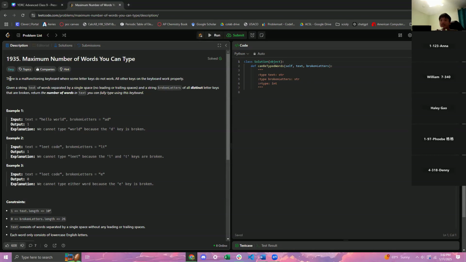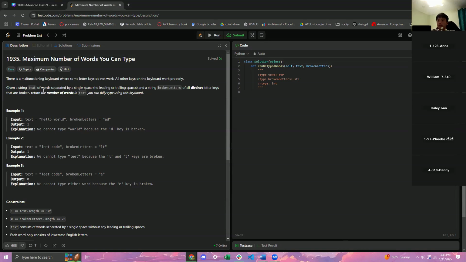So let's just read the problem, right? There is a non-functioning keyboard. While some keys do not work, all other keys work properly. Well, the problem statement is going to be something to do with some keys working and some keys not. Really, this sentence doesn't give you much information, but the last sentence gives you the most information. It gives you the whole problem, right?